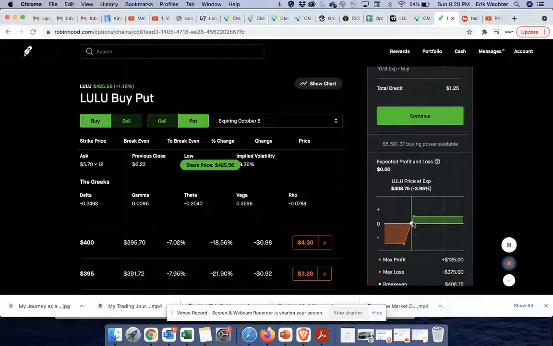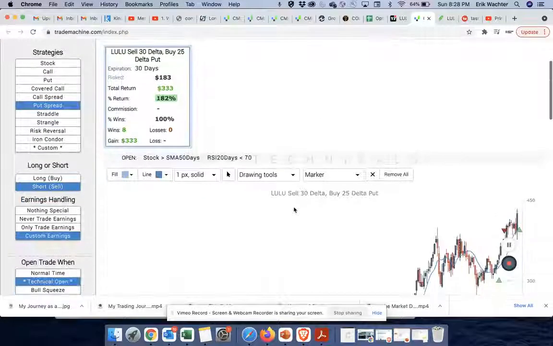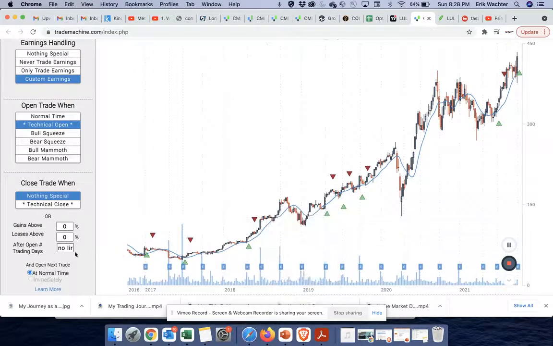Stock took a little dive right before market closed. So our max loss is going to be $375. The max profit is going to be the credit received, okay? And we go back to our trading here. I plan on closing this. I'll probably close this after 10 trading days, which is 2 weeks.